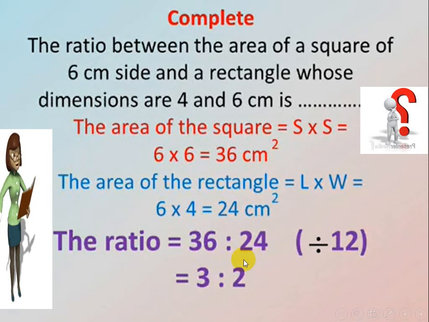36 and 24 aren't in the simplest form, so they are divisible by 2 because they are even numbers. They are also divisible by 3. Excellent. Divisible by 6. And they are also divisible by 12. Okay, we will divide both of them by 12. 36 divided by 12 equals 3. 24 divided by 12 equals 2. So the ratio in the simplest form is 3 to 2.